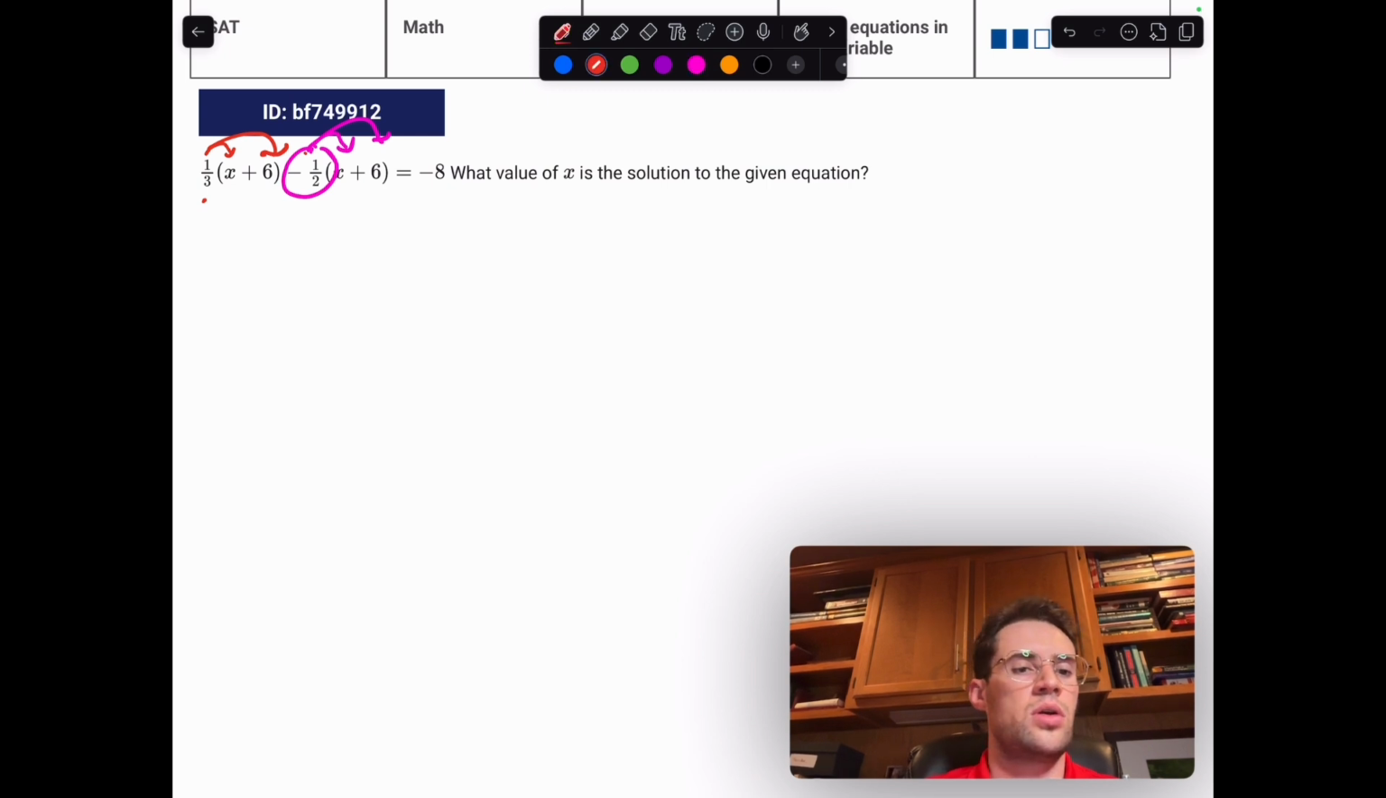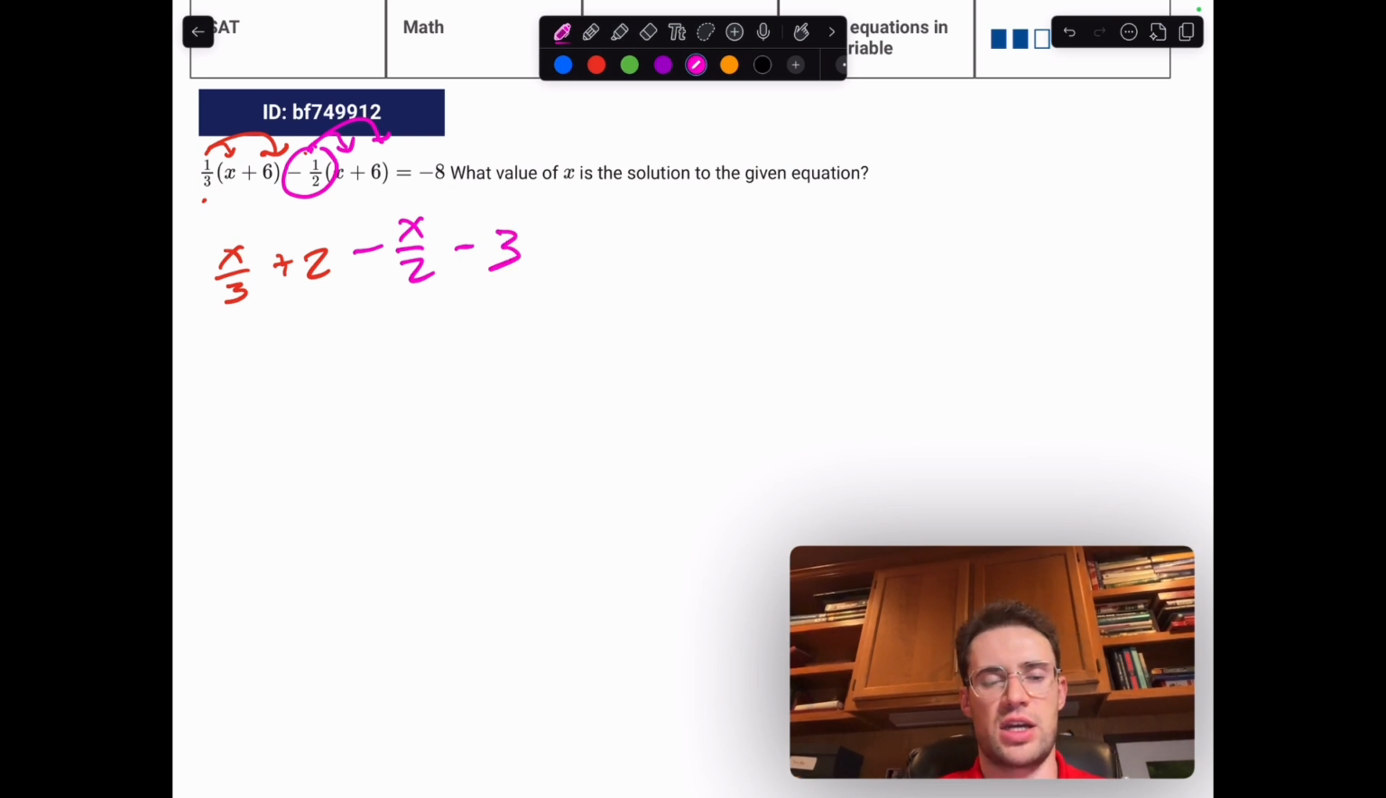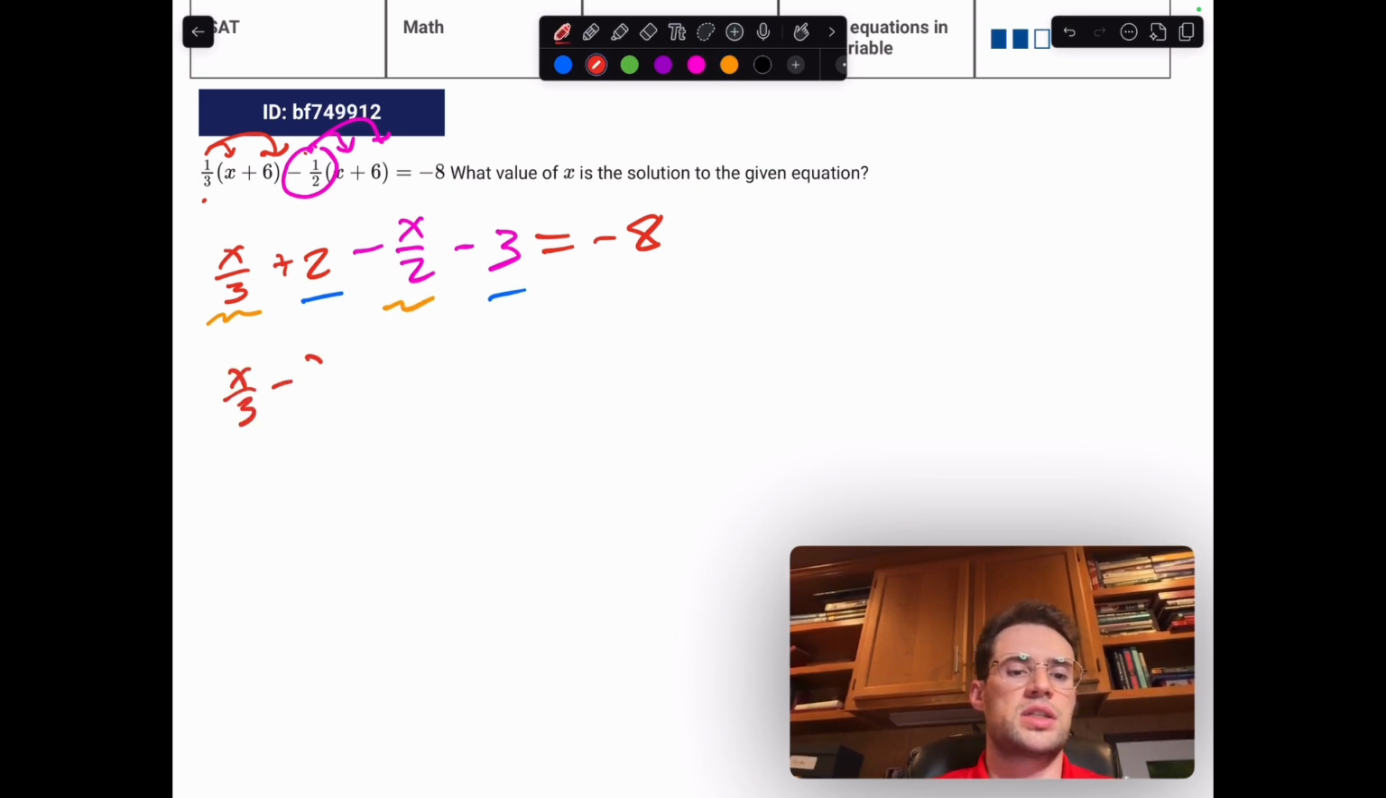And that would give you x thirds plus 6/3 is 2. Right, 6 divided by 3. And then we'd get minus x halves minus 3. Now just be careful, make sure you distribute the negative sign, and that would all be equal to -8. So then you could combine your like terms. So we have these are like terms, and the x terms are like terms. So we get x over 3 minus x over 2 plus 2 minus 3, that would give you -1, is equal to -8. And then to get our x's alone, we'd add 1 to both sides.